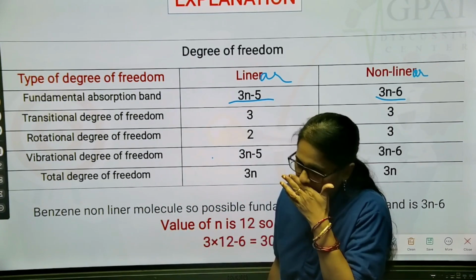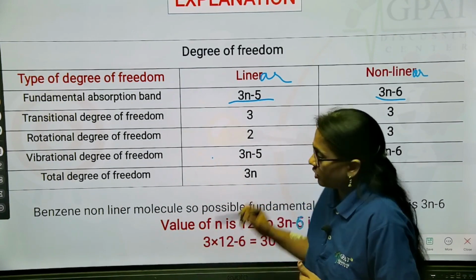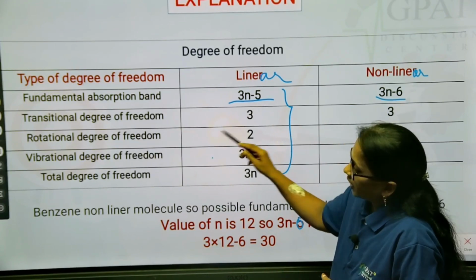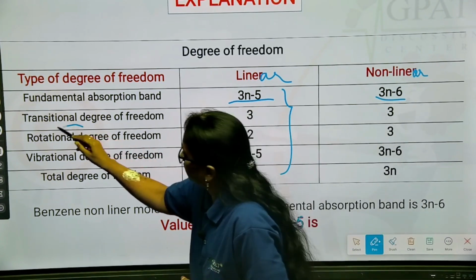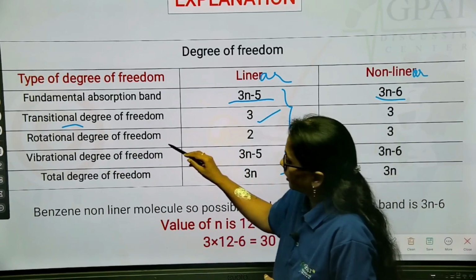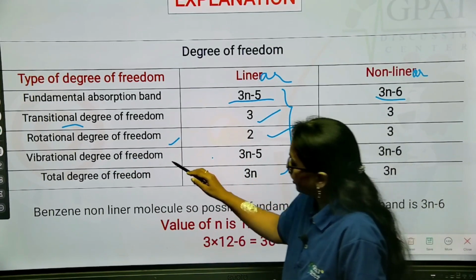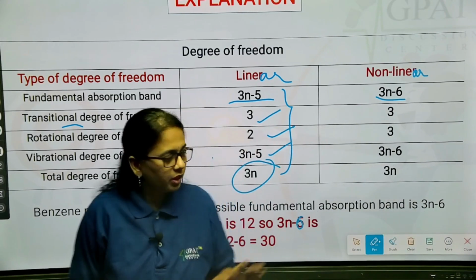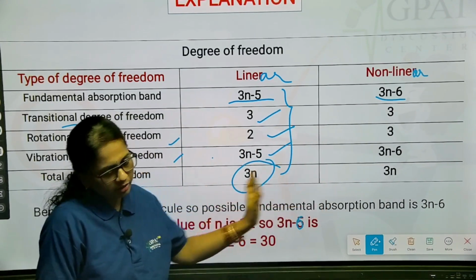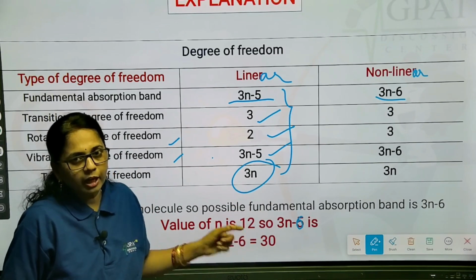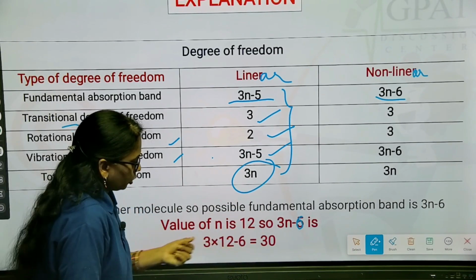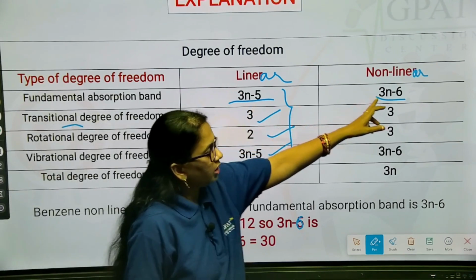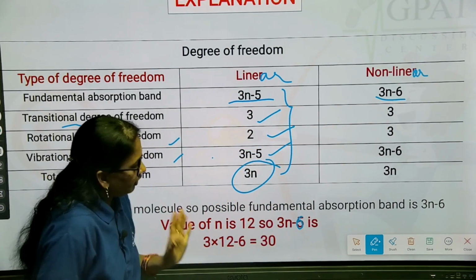Okay, non-linear molecule. So for fundamental absorption bands, these are the formulas we know. For linear molecules 3n minus 5. Translational degrees of freedom, if you observe, are 3 here, rotational degrees of freedom 2, vibrational degrees 3n minus 5, but totally if you see the total degrees of freedom for linear or non-linear it is 3n. What is n here? Number of atoms. Okay, so the total number of atoms you are going to see. For a linear molecule 3n minus 5, for a non-linear molecule 3n minus 6. That is the only difference.